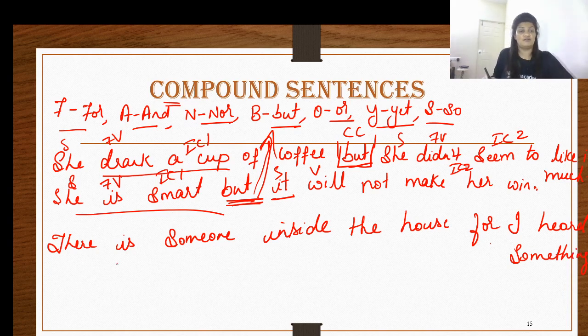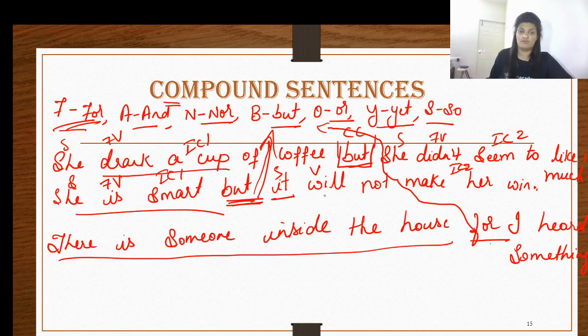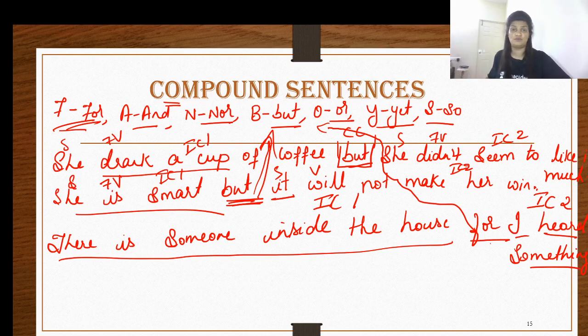So there you have it: there is someone inside the house, for I heard something. For is the conjunction that we have used over here, and for is our coordinating conjunction. This is our independent clause number 1, and I heard something is our independent clause number 2. For can also be used as a preposition, but be careful whether you are using it as a preposition or a conjunction. Here we have used it as a conjunction. So this is our compound sentence.